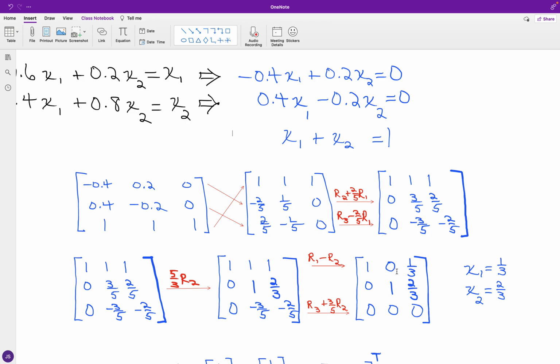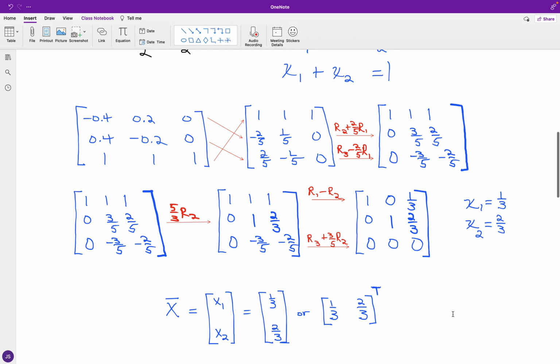So we have 1, 0, 1/3. And then for the last row, I'm going to add 3/5 of the second row elements. So we have 0, 0, and 0. And for this reduced row echelon form, the 1, 0, and 1/3 is in reference to x of 1 is equal to 1/3. And then 0, 1, and 2/3 will be in reference to x of 2 is equal to 2/3.